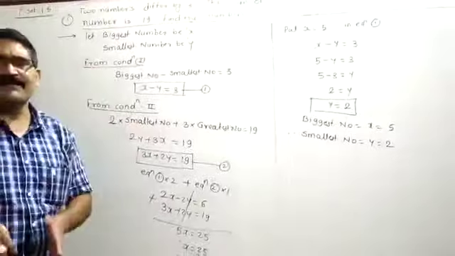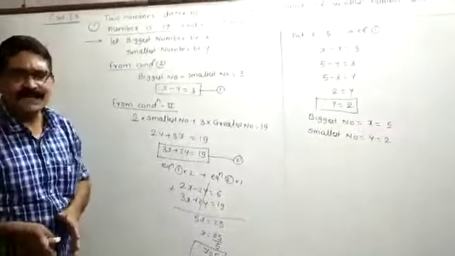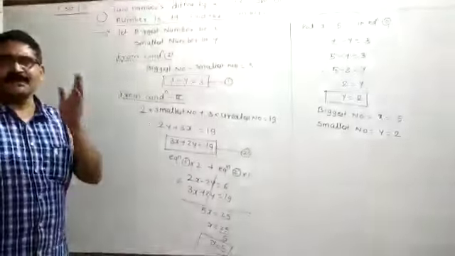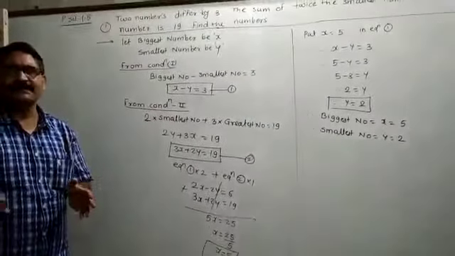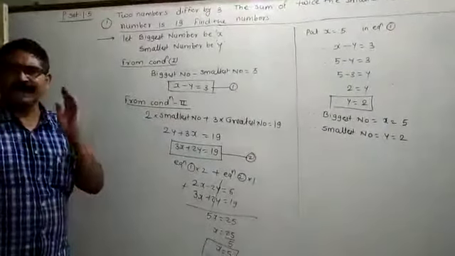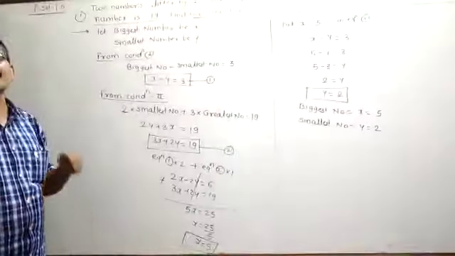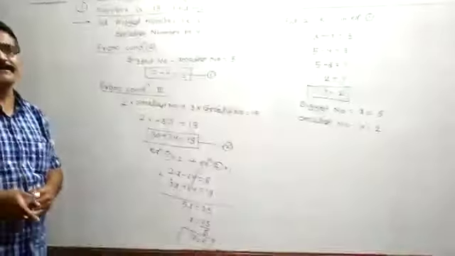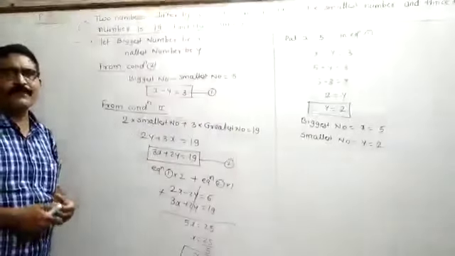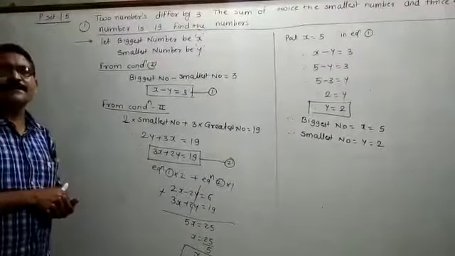It means you have to frame the equation, implementing the condition as it is. Sum means addition, difference means subtraction. When they say difference, one number is bigger and another number is smaller. From that you have to solve the linear equation and implement the linear equation in day-to-day life. You have to solve this example properly. You have to write this example in the notebook.